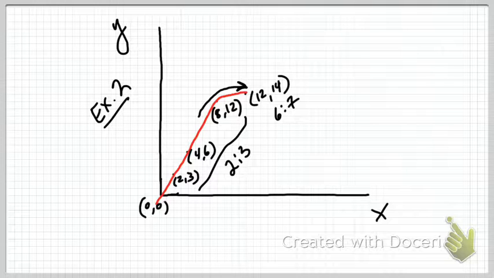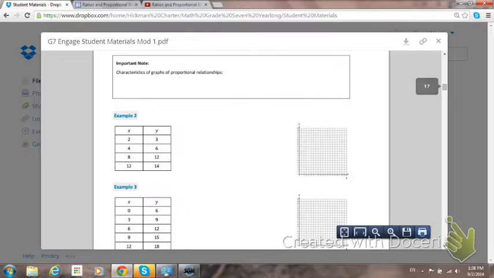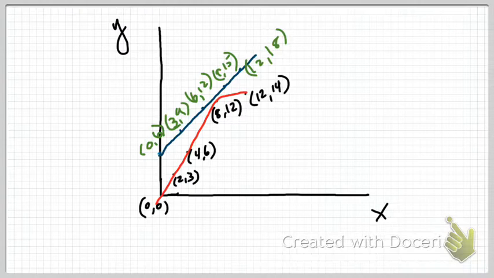Okay, so let's go ahead and go back to this example 3. And here, example 3, you have some more data. So if you would go ahead and take a look at that one and graph it, if you haven't already. And I'm going to pause, and you guys can come back.